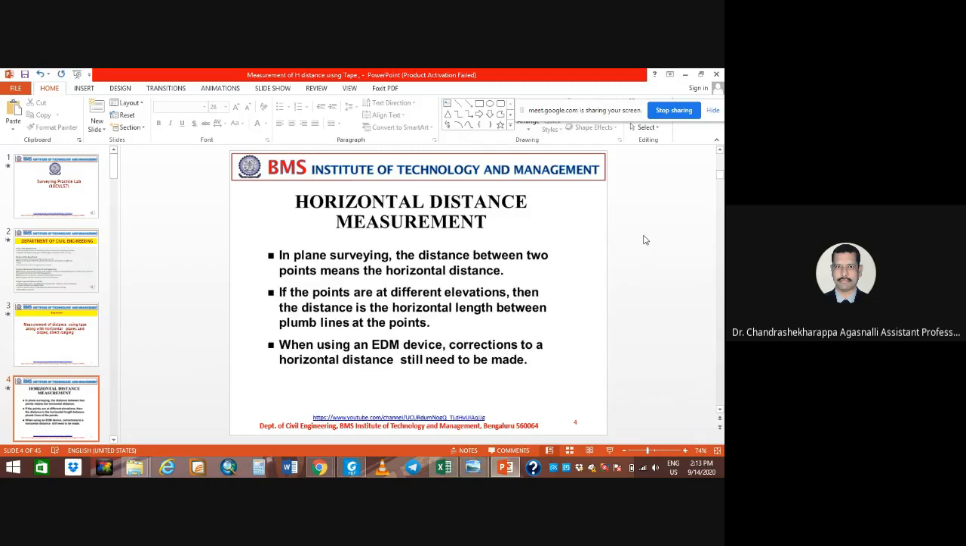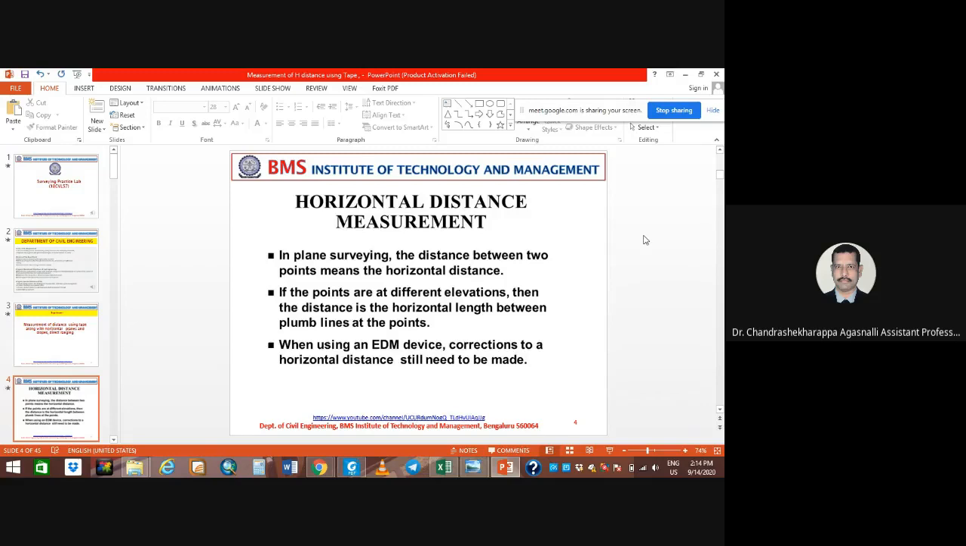See, when you are measuring the distance between the 2 points, if it is a horizontal line, I mean the land is very plain, there is no undulating topography, no valleys and hills, you can easily measure it. That is direct, you will get the readings.